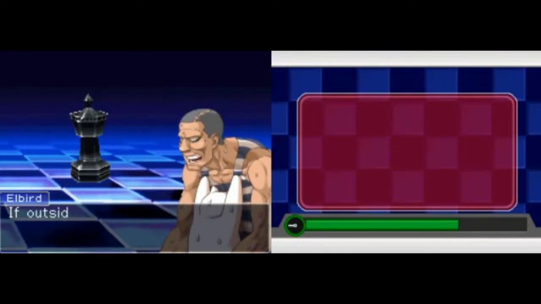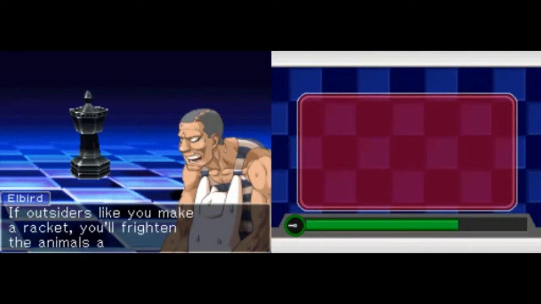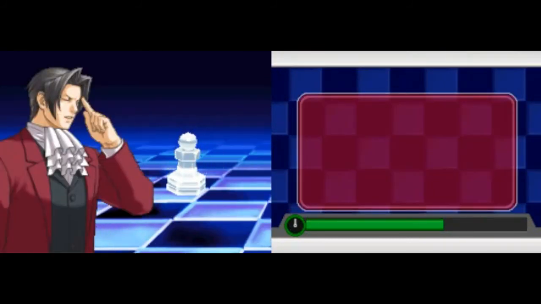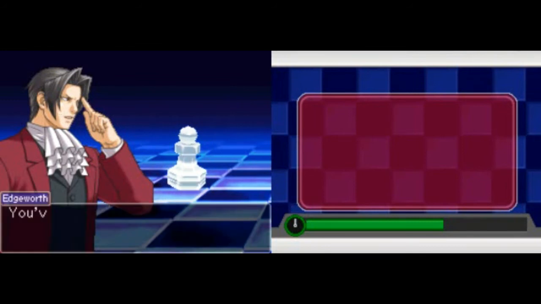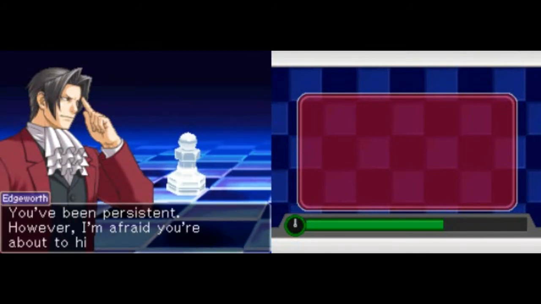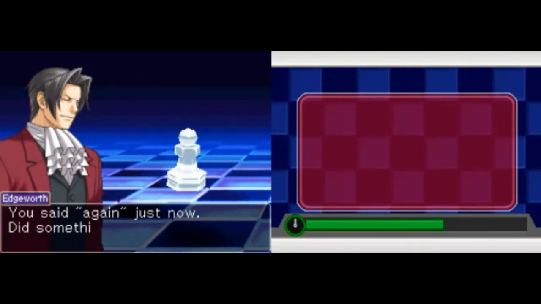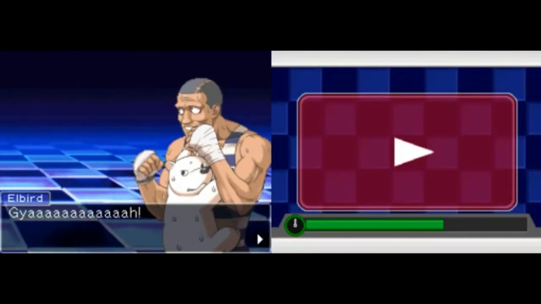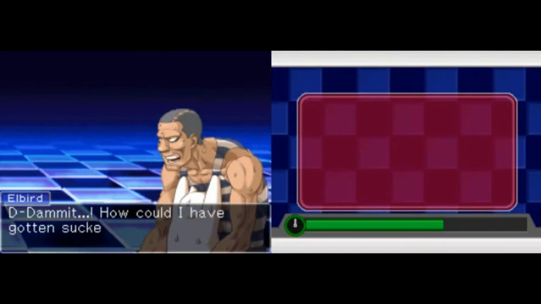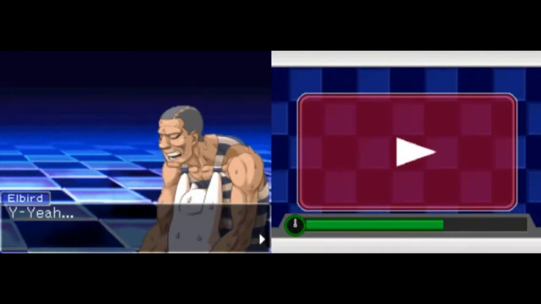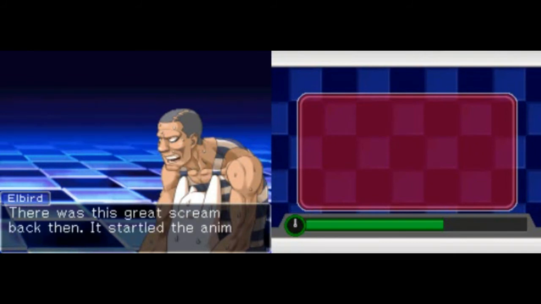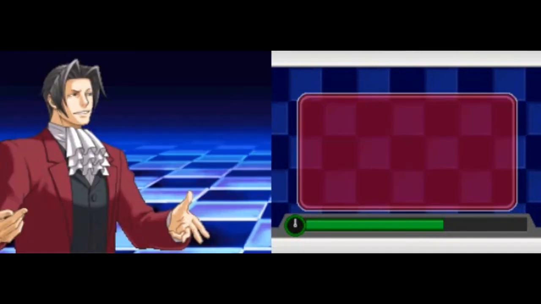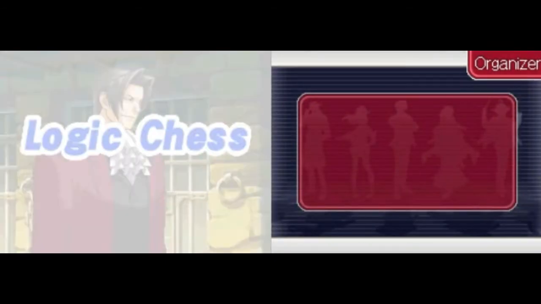Hey, quiet down a bit. If outsiders like you make a racket, you'll frighten the animals again. Again? So, were they frightened before? You've been persistent. However, I'm afraid you're about to hit the mat. You said again just now. Did something happen earlier to frighten the animals? Gah! Dang it. How could I have gotten sucker punched like that? There was this great scream back then, and it startled the animals. Dang, I would never have lost in a real ring. Checkmate. Logic chess complete.